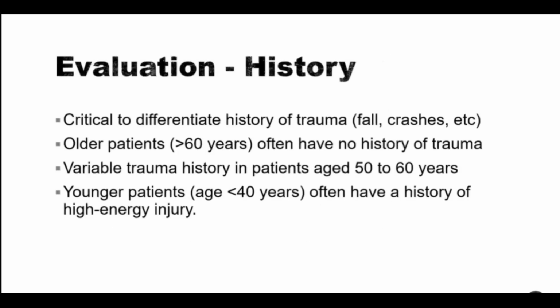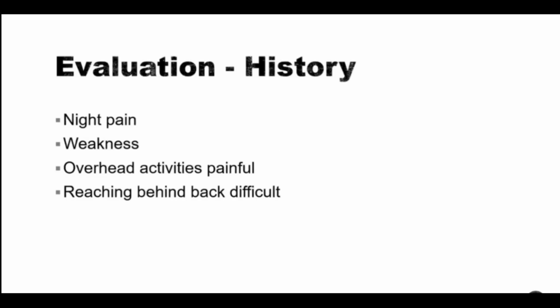So in terms of evaluation, history is very important. It's critical to differentiate a history of trauma. And we just had a great discussion about this because that does change our management. For older patients, often they have no history of trauma. They'll come in just saying, well, my shoulder's hurt for 6 months or 8 months or 2 years. And really there was nothing specific that caused that to start. There's variable history of trauma in patients age 50 to 60, and in younger patients, often they have a history of high energy injury. And in those patients, we're going to be ordering MRIs right away.